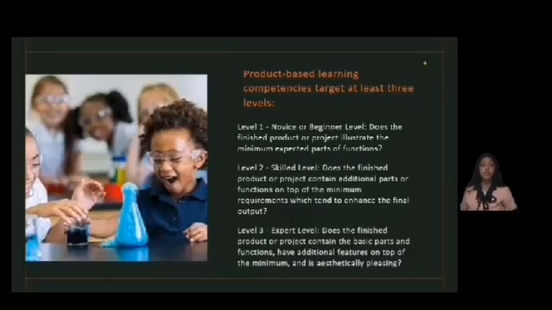Product-based learning competencies target at least 3 levels. First is level 1, the novice or beginner level. Level 2, skilled level. Level 3, expert level. Level 1, novice or beginner level, answers the questions: does the finished product or project illustrate the minimum expected parts or functions? Level 2, or skilled level, does the finished product or project contain additional parts or functions on top of the minimum requirements which tend to enhance the final output?